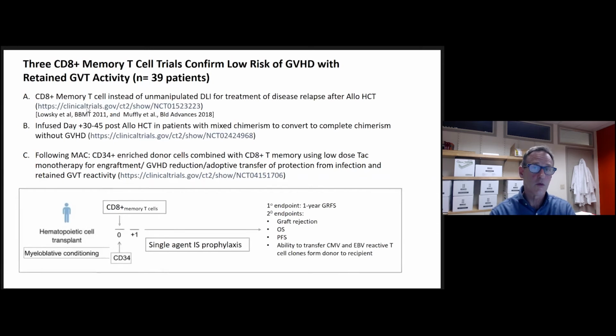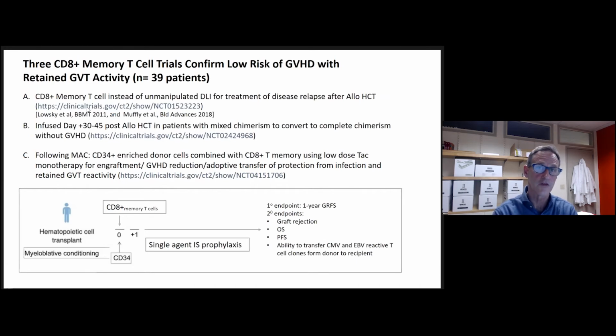So we thought, well, why don't we give, instead of DLI to convert from mixed to complete, let's give CD8 memory, see if it converts from mixed to complete, but without GVHD. And that trial was completed and it's being analyzed. And the short answer, unpublished observational, put it under that heading, is, yeah, it converts about 70% of the patients and there's no GVHD.